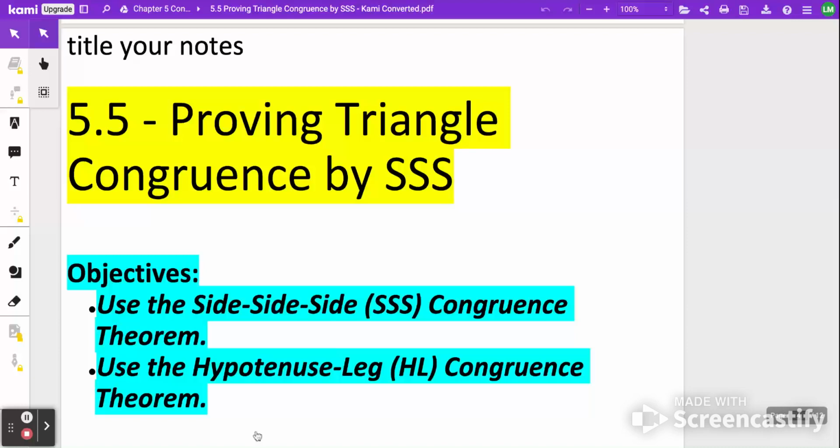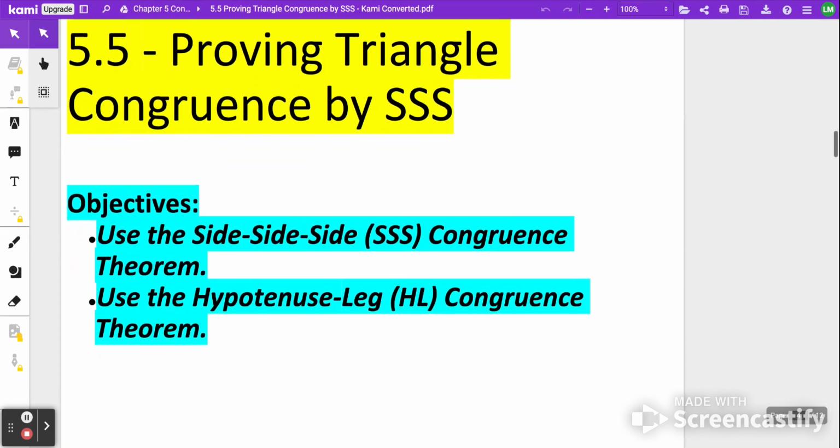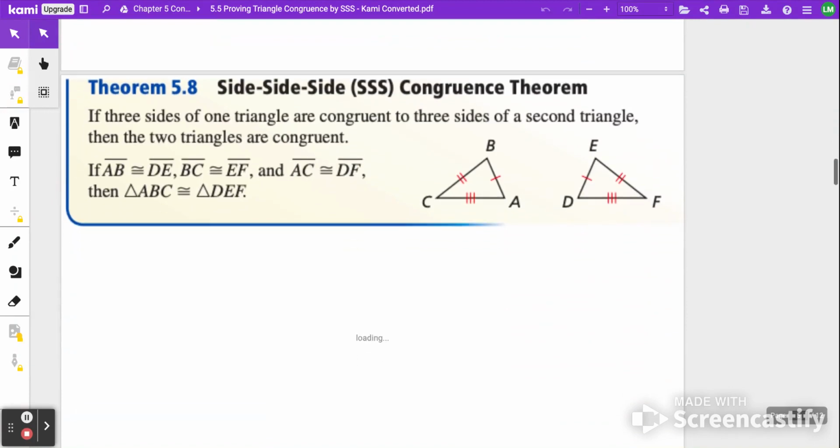What's up, geometry? Today we're going to be looking at lesson 5.5, proving triangles congruent by the side side side theorem, and also using the hypotenuse leg theorem. And we'll talk a little bit about what those mean. So it's still a continuation of triangle congruence.